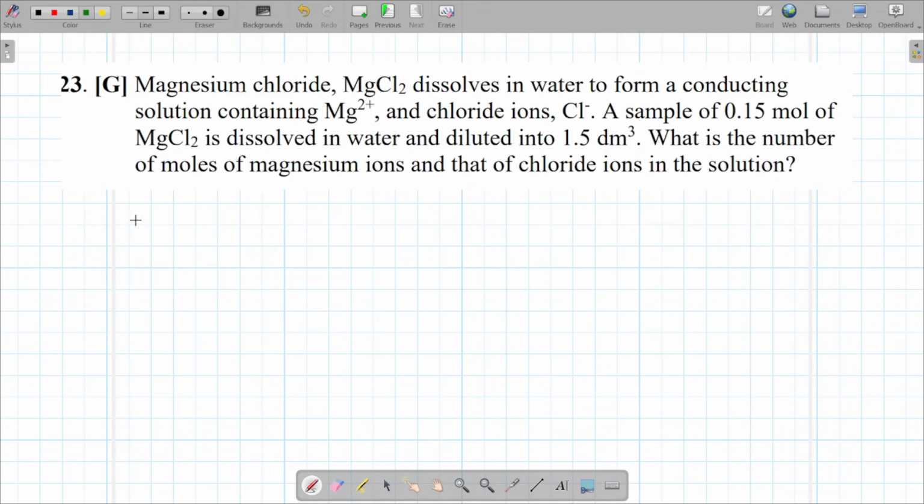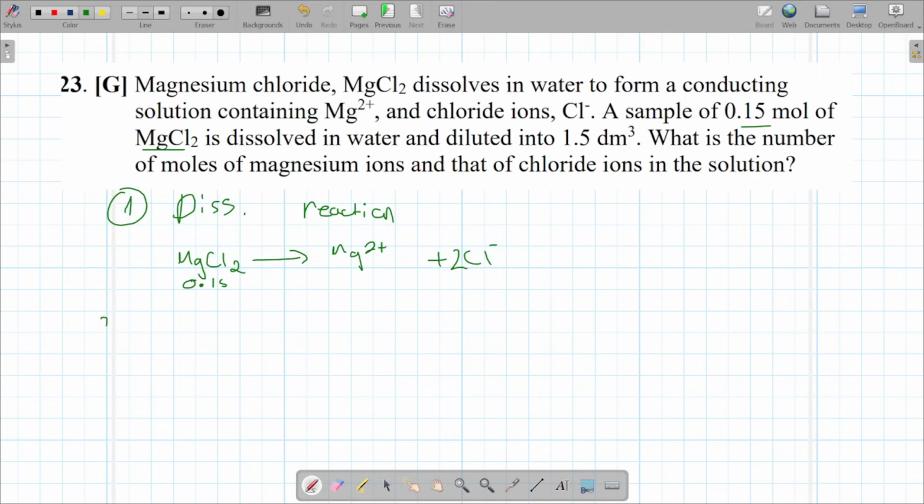Remember, when you find a concentration of ions, step one is the dissociation reaction. So you split up the MgCl2. It becomes Mg2 plus and Cl minus. Let's balance it out: 2Cl, so let's put a 2 here. We said it's 0.15 moles of MgCl2, so 0.15 over here. Step 2 is to find the moles for everything. Since it's the same coefficient for the Mg, it's also going to be 0.15. But this is 2, so we multiply the moles by 2, which is 0.3.